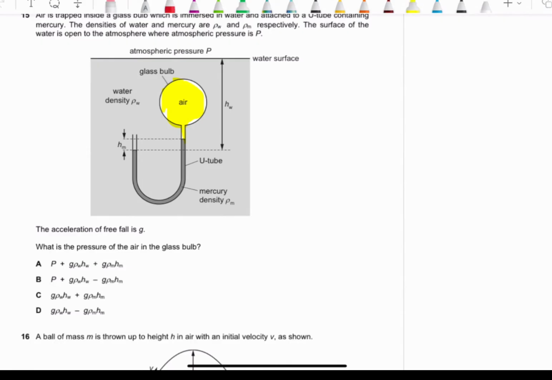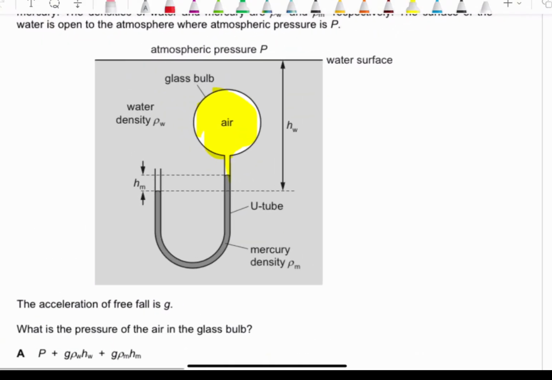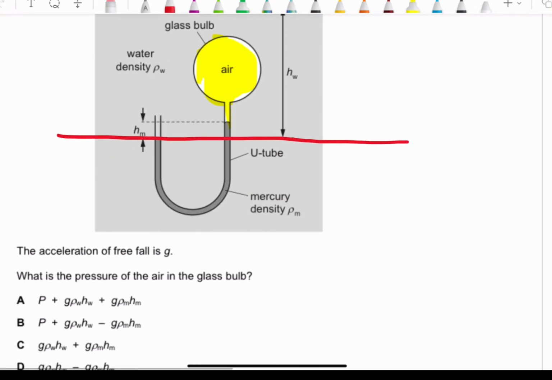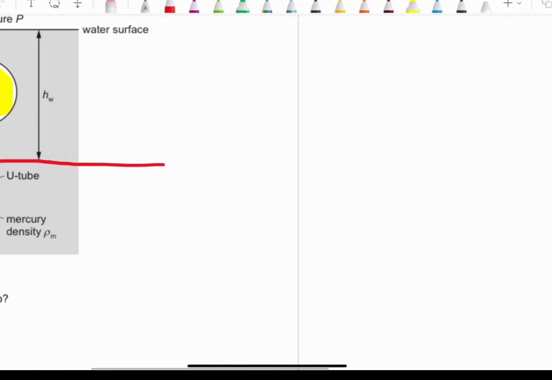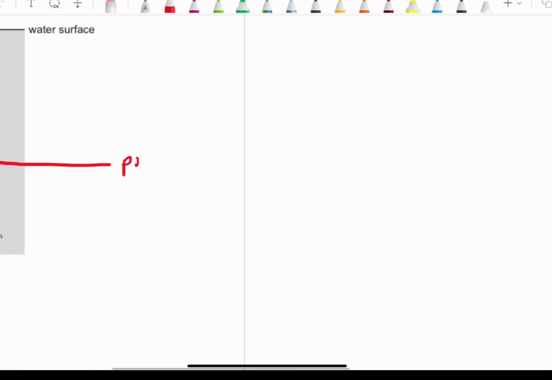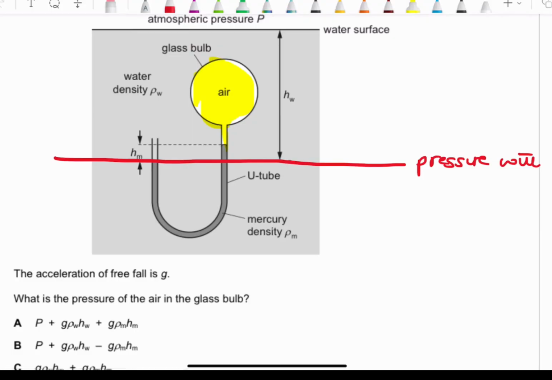So what do we do? We identify a point. This is our point of reference, our frame of reference. Since it's in equilibrium, the pressure will be equal at this particular point. What I mean is, the pressure on this side will be equal to the pressure on that other side.